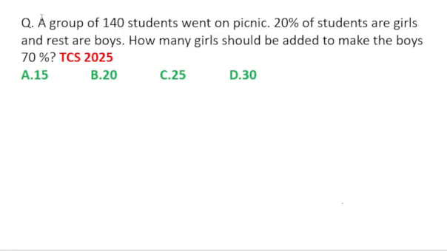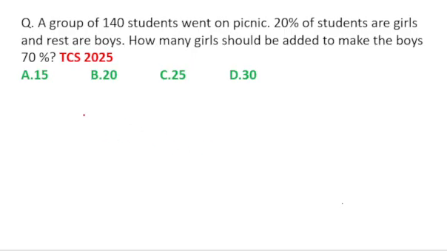Hello, the question from the percentage. So this question we can solve by using the percentage as well as the mixture and alligation. Here, a group of 140 students went on a picnic. 20% of students are girls and the rest are boys. So how many girls should be added to make the boys 70%?